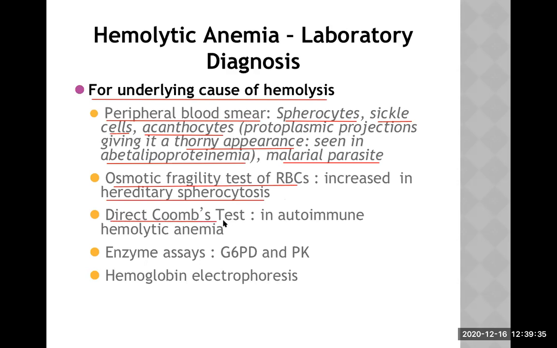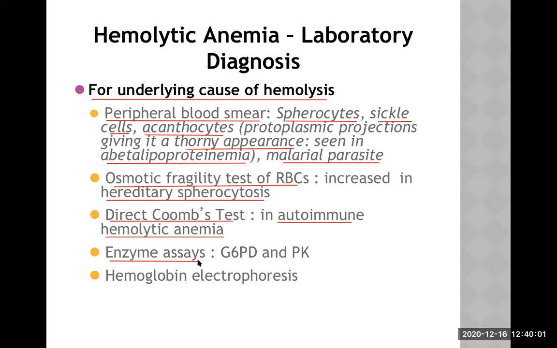Another is a direct Coombs test, which is present in autoimmune hemolytic anemia. We can also go for indirect Coombs test here. There is one small difference between direct and indirect Coombs test. Direct Coombs test means the autoantibody is fixed on the surface of RBC, whereas indirect Coombs test is all about free antibody present.